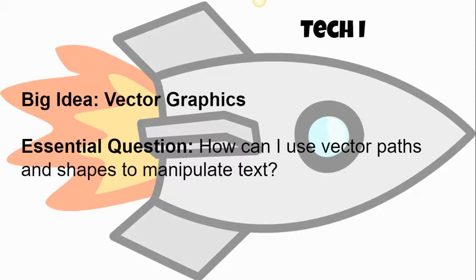So again, the big idea is vector graphics. And the essential question: how can I use vector paths and shapes to manipulate text?